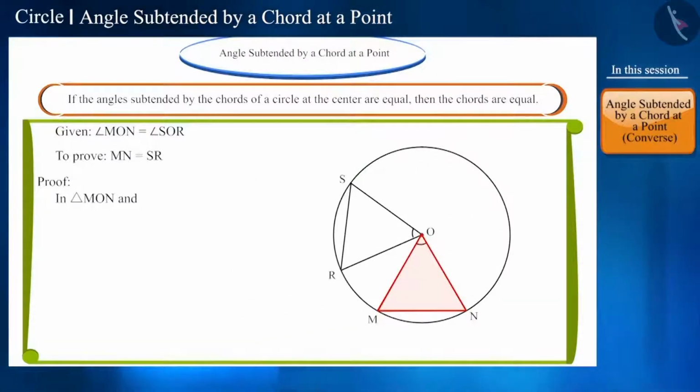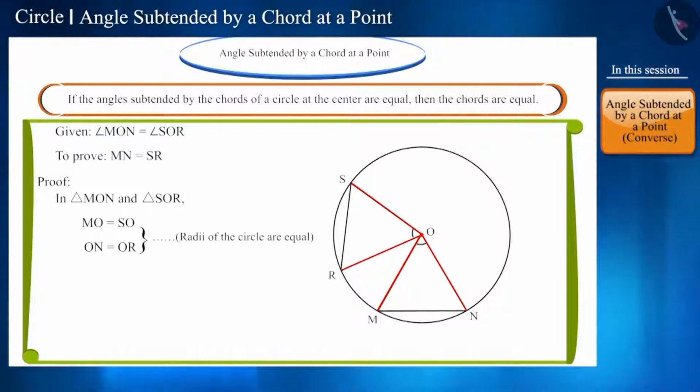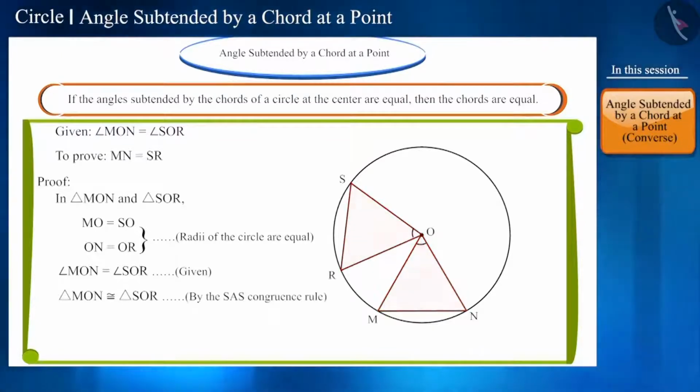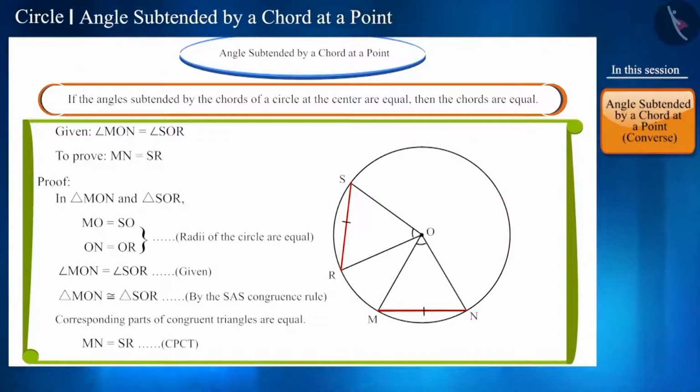In triangle MON and triangle SOR, a pair of two sides are equal because they are the radii of the circle, and the corresponding angles between these sides are also equal. Therefore, both triangle MON and triangle SOR are congruent according to the SAS congruence rule. Therefore, side MN and side SR will also be equal. In this way, we also prove the converse of the theorem.